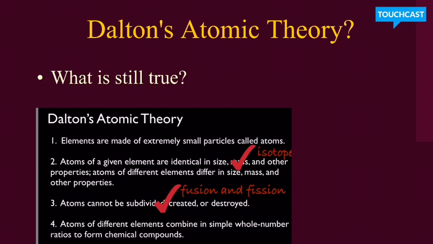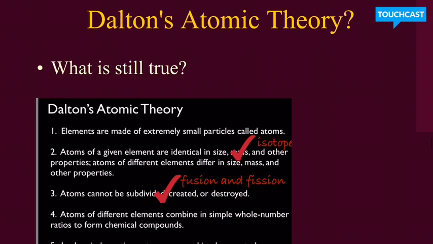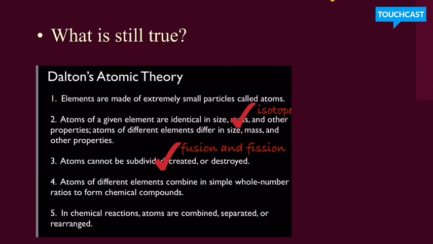Let's go back a little bit to Dalton's atomic theory. There were five key parts of his atomic theory. Number one, elements are made of extremely small particles that we call atoms. Part two, atoms of a given element are identical in size and mass. That's not true. We know about the existence of isotopes. Isotopes are the same element with a different mass because they have a different number of neutrons but the same number of protons. All right, so keep that in mind.